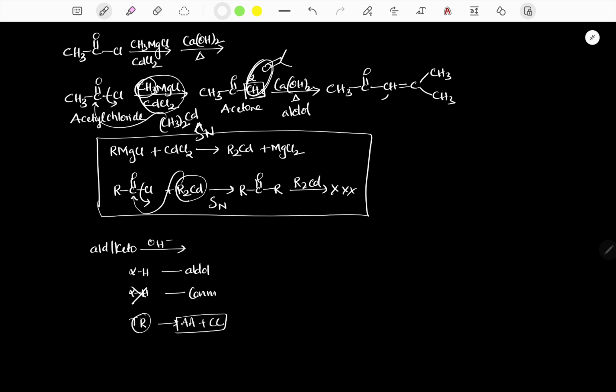So finally the product is an alpha beta unsaturated ketone. Alpha beta unsaturated ketone. And this compound name is mesityl oxide.